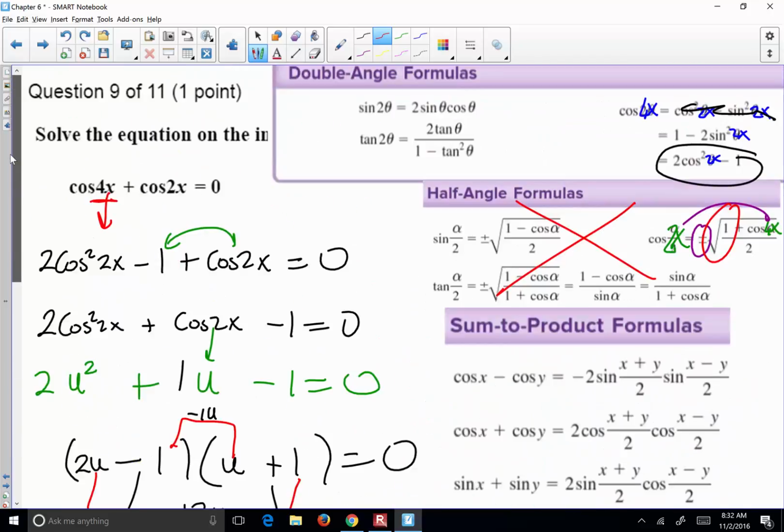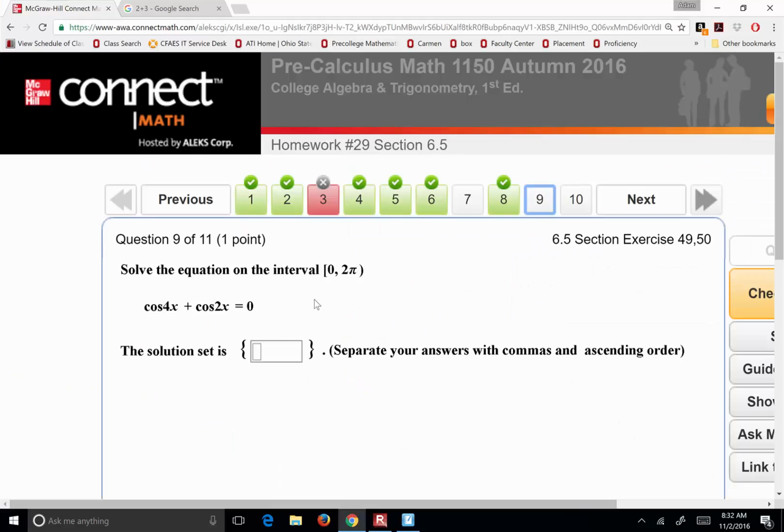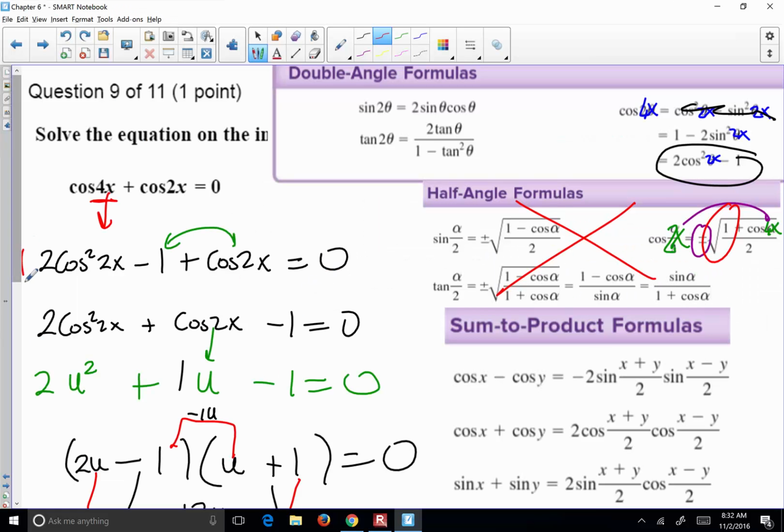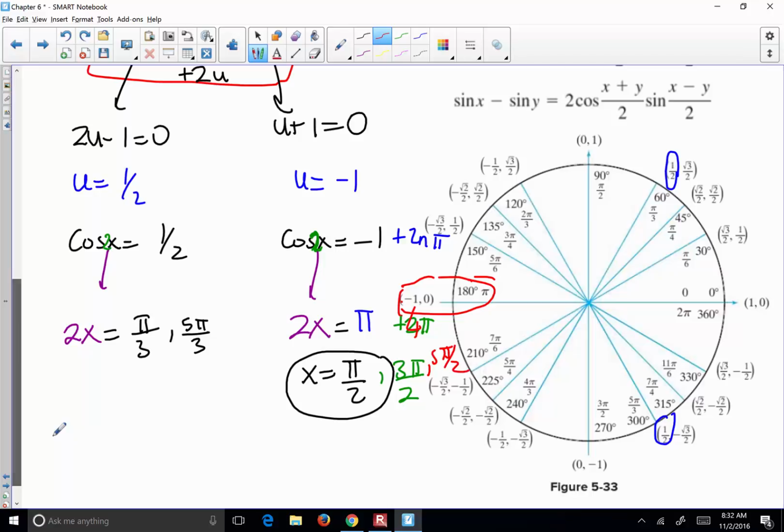5 pi over 2 is out of range because they want, in number 9, 0 to 2 pi. And when I add 4 pi to my solution, n equal 2, I'm out of range. So no, let's stop at 2 pi. So there are 2 solutions.